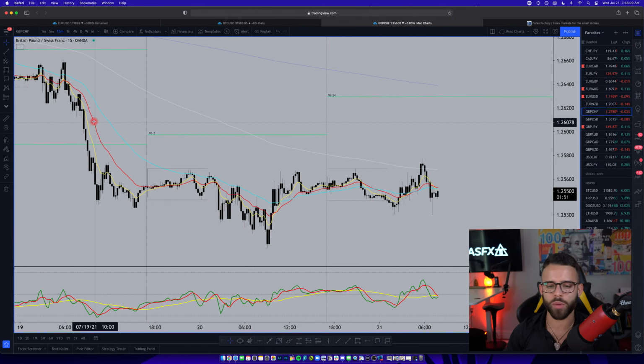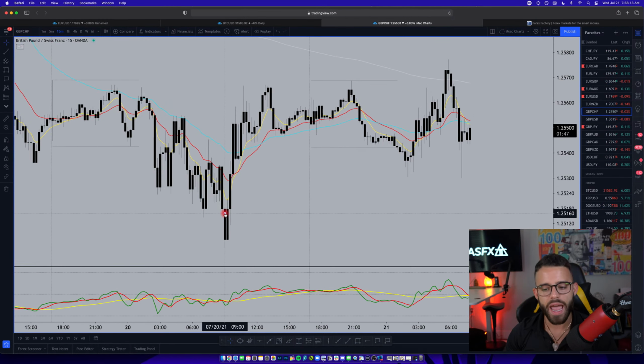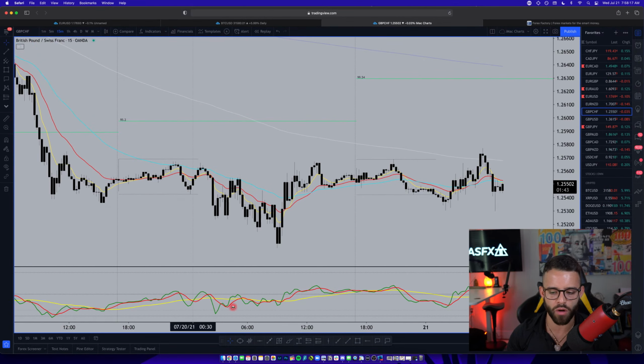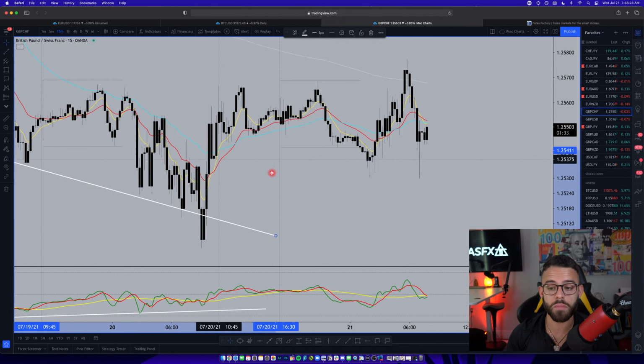GBP CHF, remember we were short this on Monday. James made some money on this. Yesterday, had a potential for this to come lower, but there was too much bullish divergence on the bottom. You see with the RSI rising, I'll draw it so you can see it, because I know some of you guys don't see it like I do. Here, see that? You got that, right?